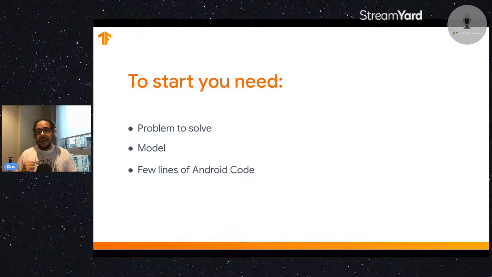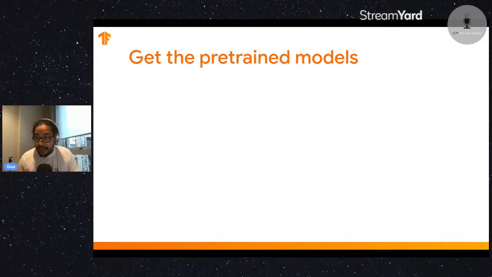Pre-trained means it was trained before you use it, right? So it's a model that can do stuff. And I told you that you need that. Where do you get those? Now, there are many ways.